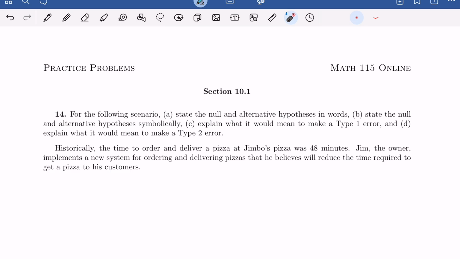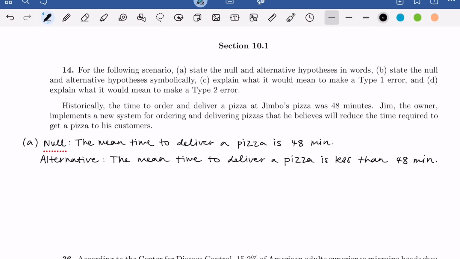So with this information, we can easily identify what the null and alternative hypotheses are. So the null hypothesis is going to be the mean time to deliver a pizza at Jimbo's Pizza is 48 minutes. That's what we know to be true historically. And then with this new system, we believe that the time required to get the pizza is going to be less than 48 minutes. So that'll be the alternative hypothesis. So I'm going to go ahead and write that in words.